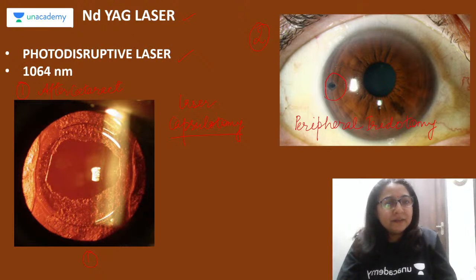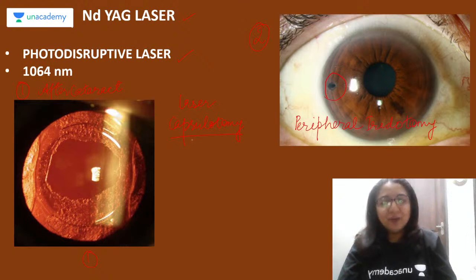The laser disrupts the iris tissue in this peripheral area, creates an alternate passage for the aqueous to flow from the posterior chamber to the anterior chamber, and thus prevents pupillary block in the future, thus preventing the attack of glaucoma in case the pupillary block happens in the future. Okay, so ND-YAG laser's two important indications are laser capsulotomy for after cataract and peripheral iridotomy in cases of angle closure.